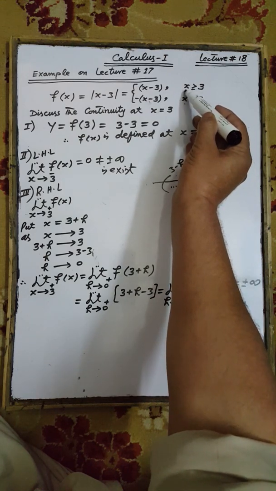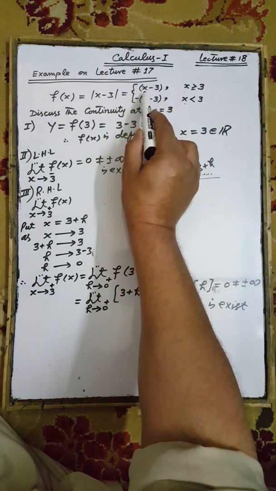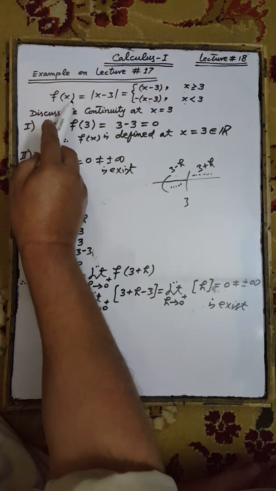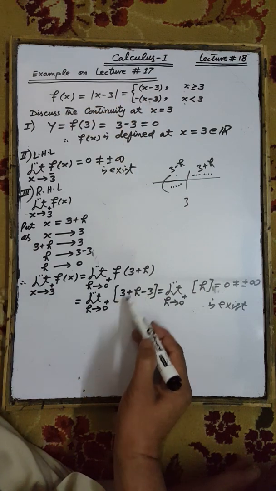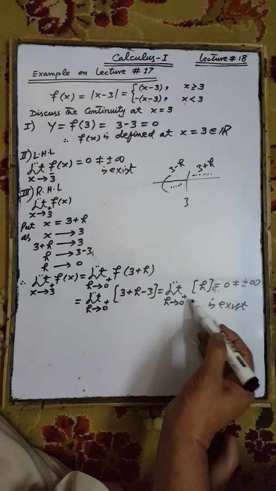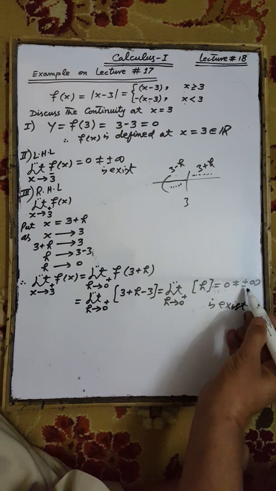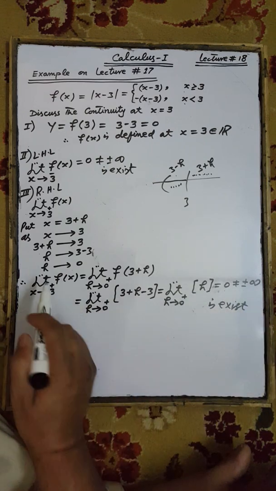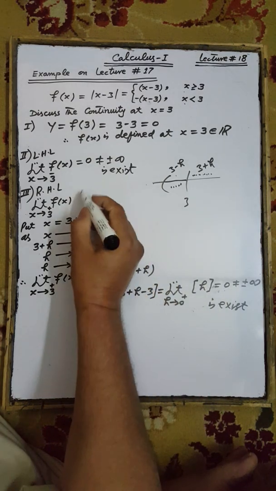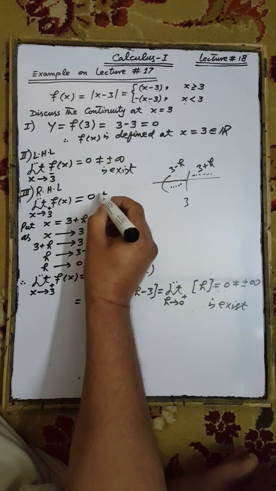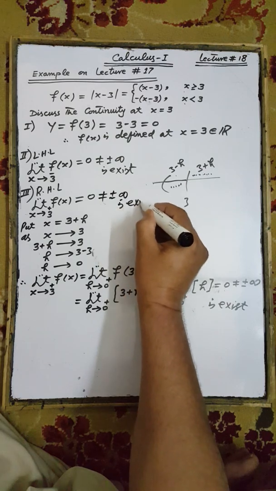And for this interval, the value of the function is calculated from x minus 3. Therefore, replace x by 3 plus h, which is equal to 3 plus h minus 3. And after the simplification, limit h tends to 0 through the positive side of h, apply the limit. The limiting value of this function is equal to 0, which is not equal to plus or minus infinity. That is, the right hand limit of the function at the point 3 exists and is equal to 0, which is not equal to plus or minus infinity. That is, it exists.